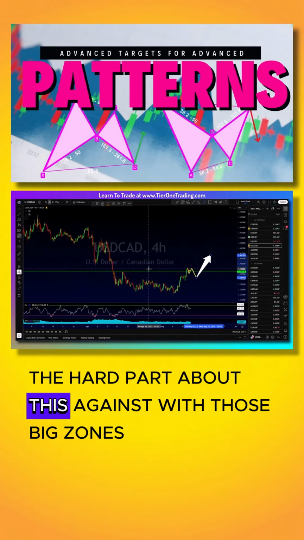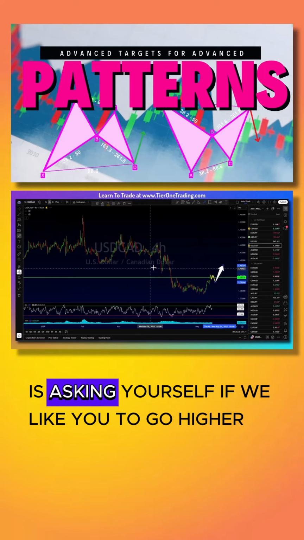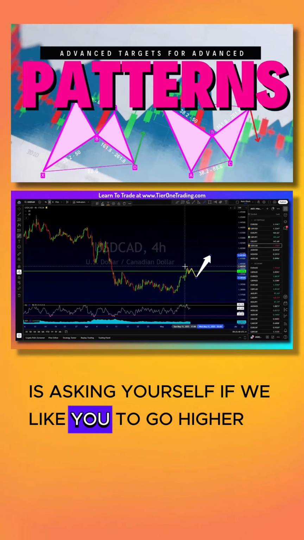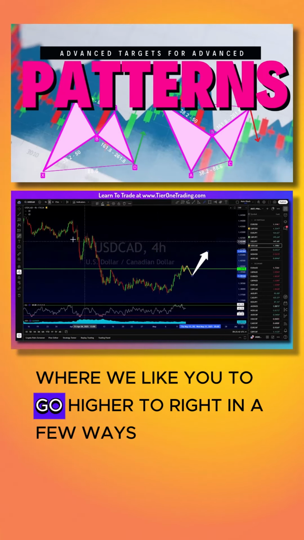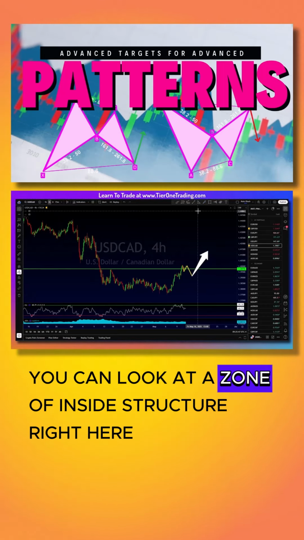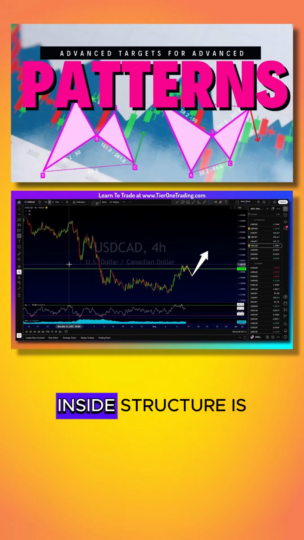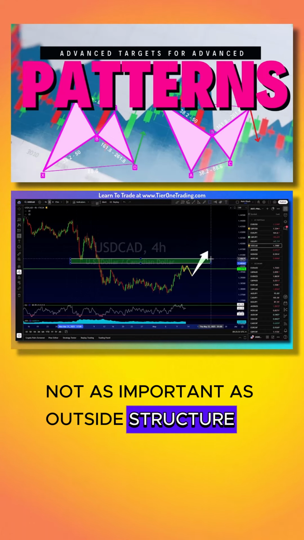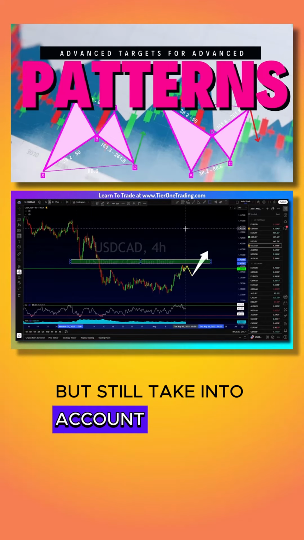Now, the hard part about this, again, because we have those big zones, right, is asking yourself, if we're likely to go higher, where are we likely to go higher to, right? And there's a few ways we can do this. Again, you can look at a zone of inside structure right here. Inside structure is not as important as outside structure, but still take into account.